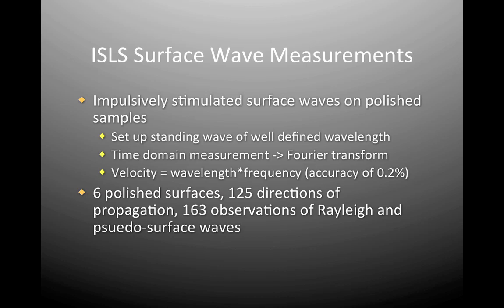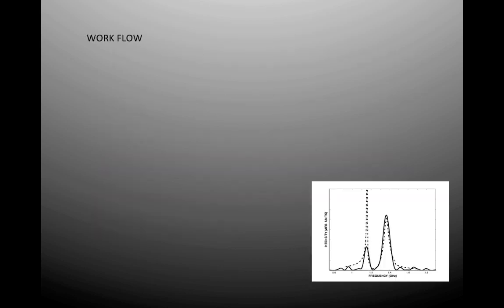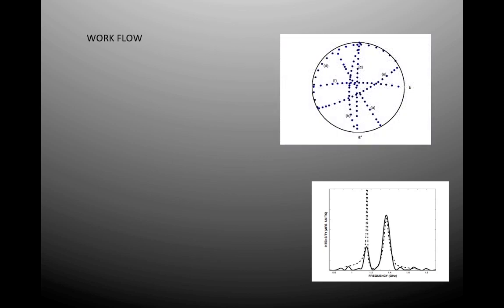We had, on average, about 125 directions for each composition, and that gave us about 163 observations of Rayleigh and pseudo-surface wave velocities. Okay, let's talk about the workflow in doing these kinds of measurements. First of all, here is a stereographic projection showing where the measurements were made on 6 samples. So in each sample, the measurements are made in a plane. The planes map onto the stereographic projection as shown.